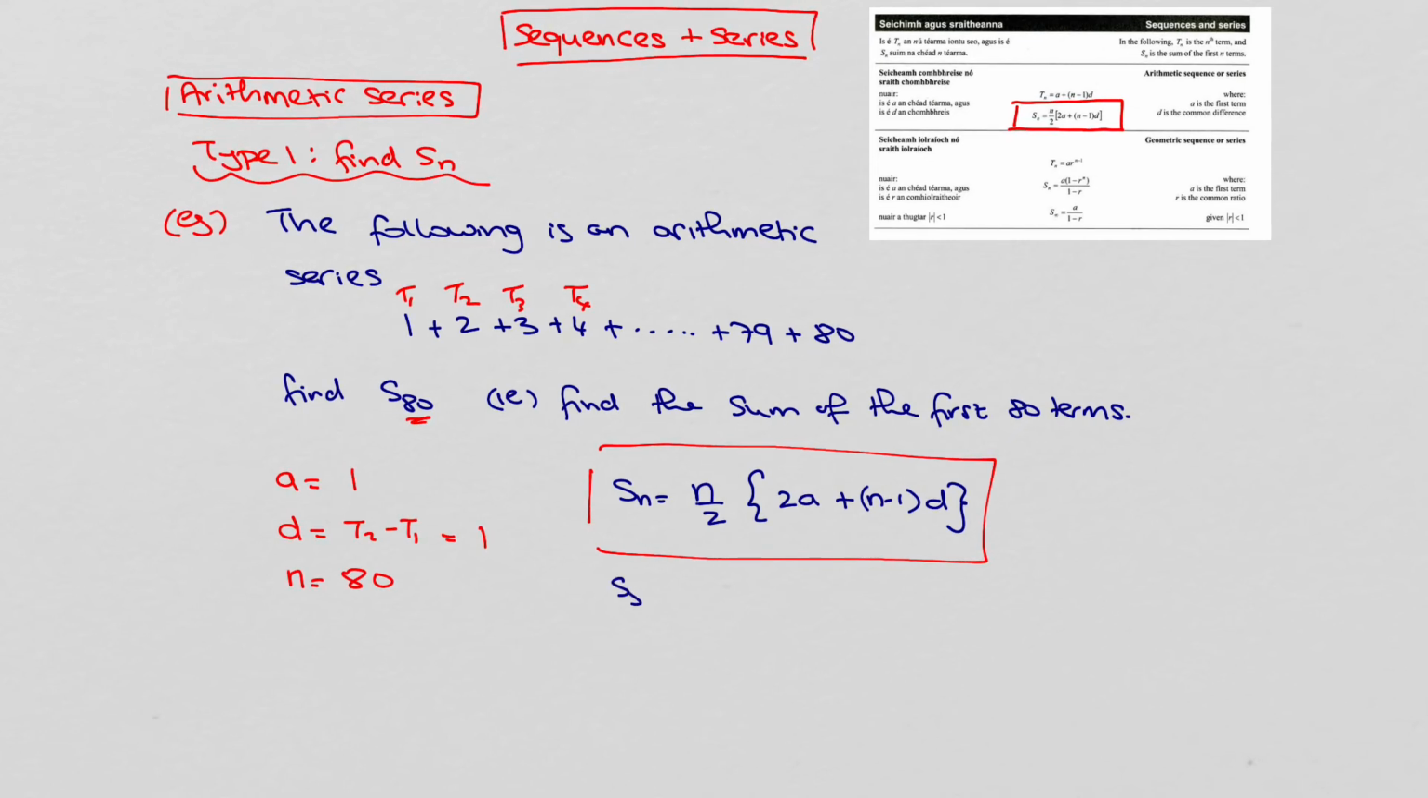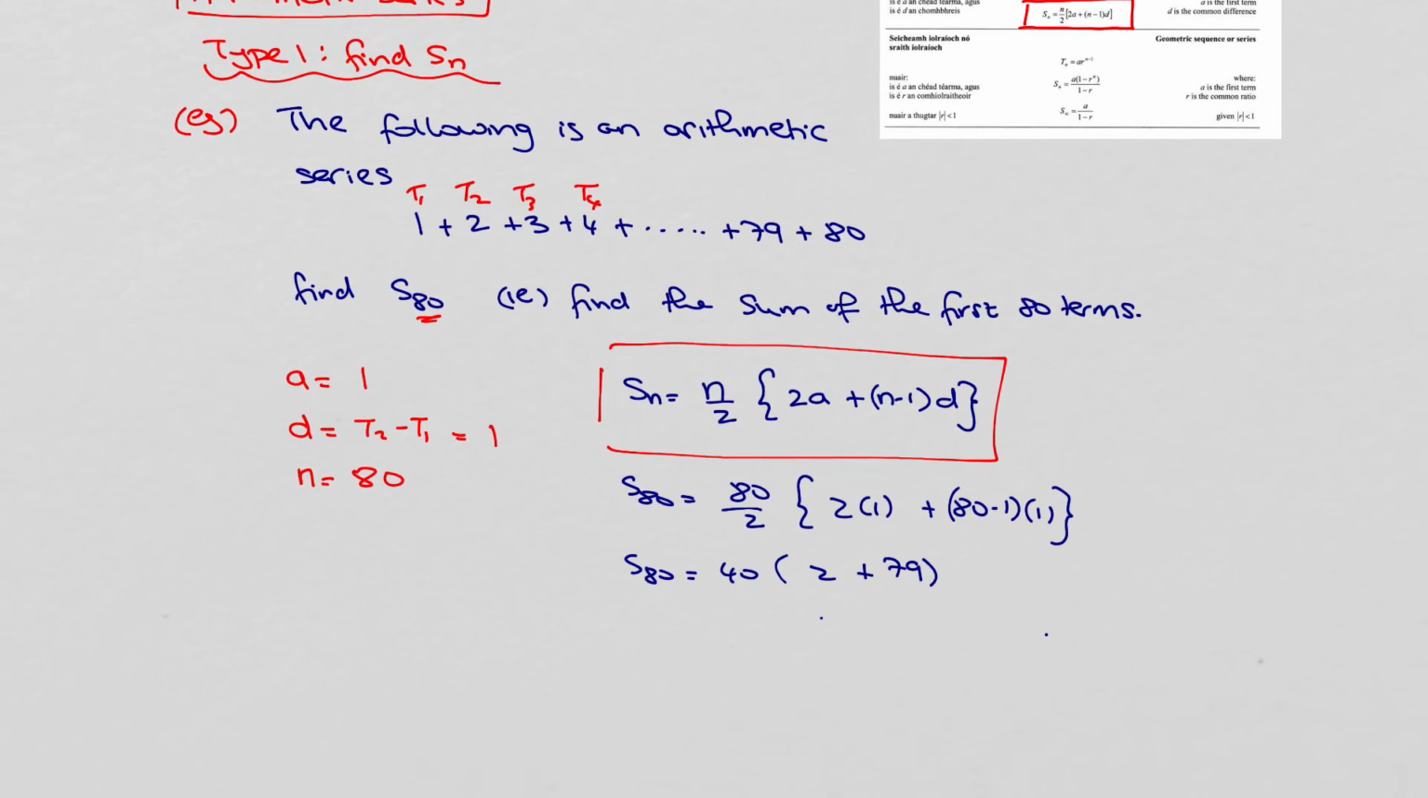So if I sub in my values, we have 80 over 2, 2 times 1, plus 80 minus 1 times 1, and therefore that gives me 40 times 2 plus 79. In other words, we have 40 times 81, which then gives me the sum to 80 terms, which is 3,240.